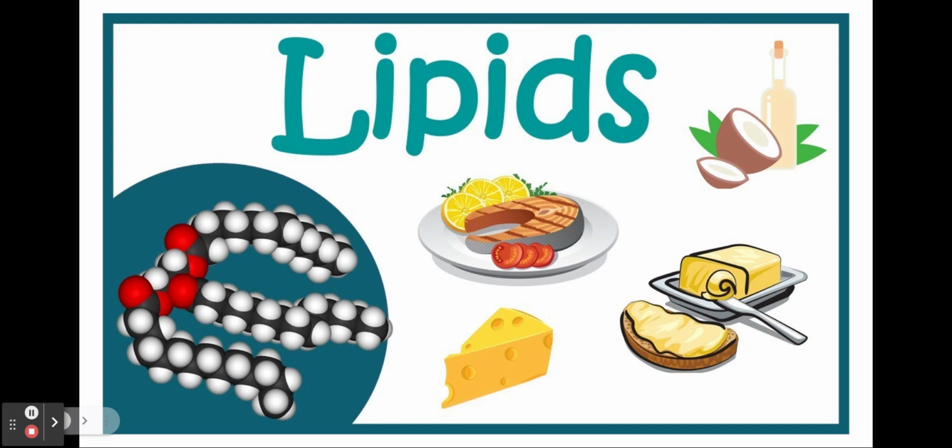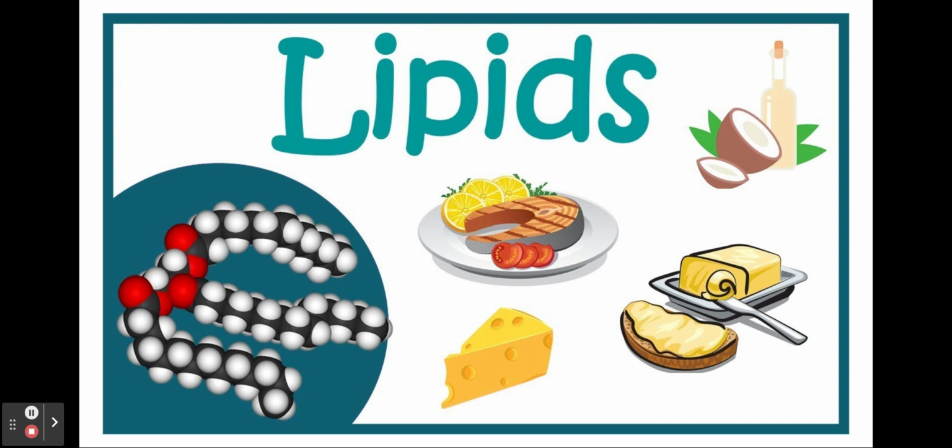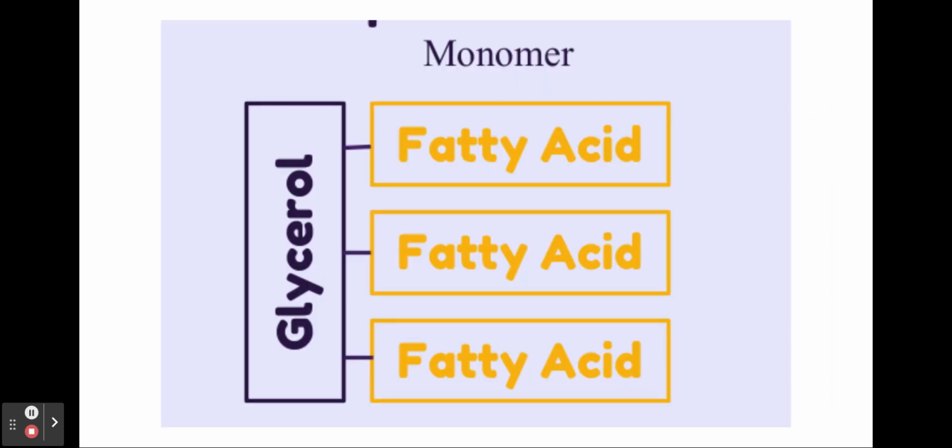The next macromolecule I'm going to talk about is lipids. So let's talk about the function of lipids. Some of the functions of lipids are long term energy storage, also protection and insulation. The monomers of lipids are glycerol and fatty acids, which you see here in the picture. Can be three fatty acids connected to a glycerol or two fatty acids. Now, lipids are unique because they don't have a polymer.